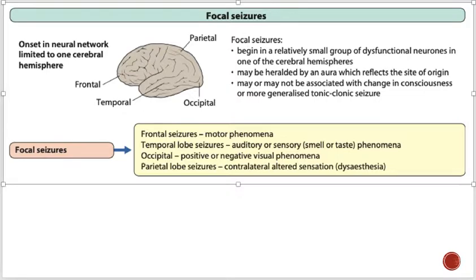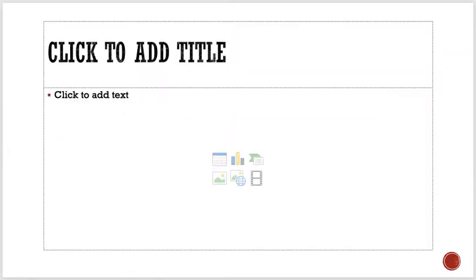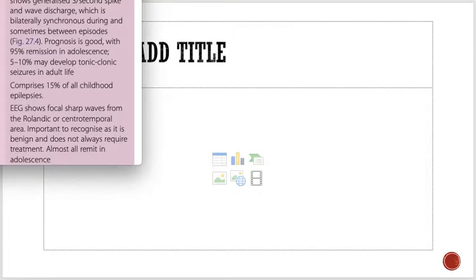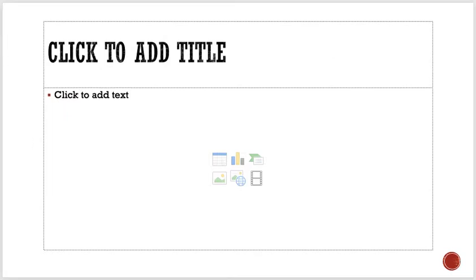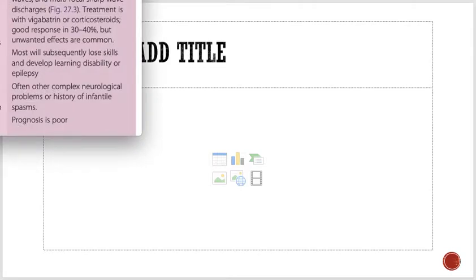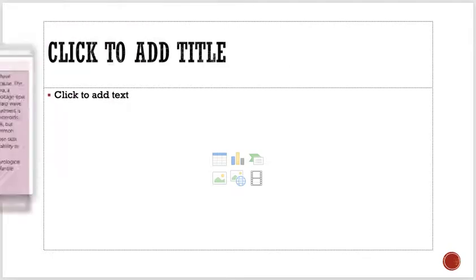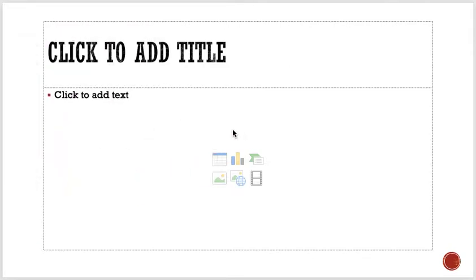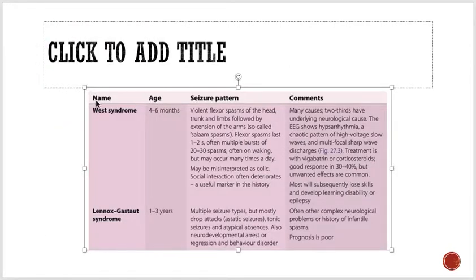Now to talk about the childhood epileptic syndromes, guys. Basically, the first thing I wanted to show you is that they are related to age, or they are arranged according to the age group, right?